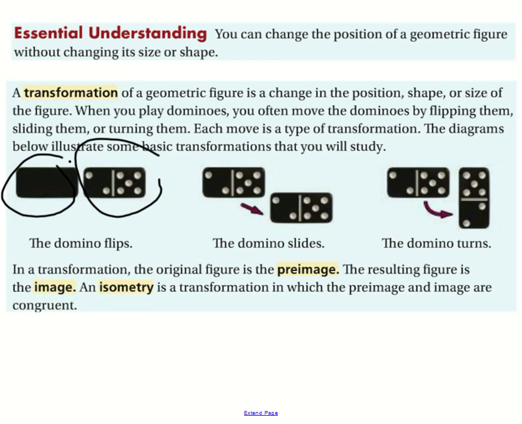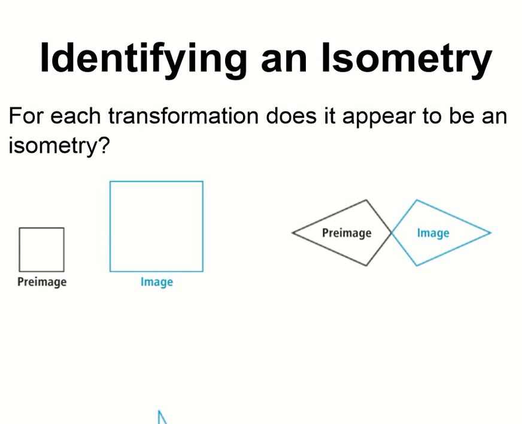An isometry is a special type of transformation in which the pre-image and the image are congruent. So an isometry is something where if you look at the pre-image and the image, they're congruent. And remember, congruent means the same. Now, if we look at these first two, it says, for each transformation does it appear to be an isometry. Now remember, an isometry doesn't change the size of an object. They are congruent. So we're looking at this pre-image and this image.